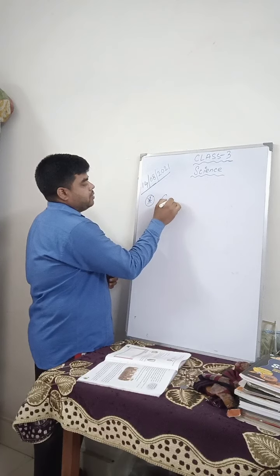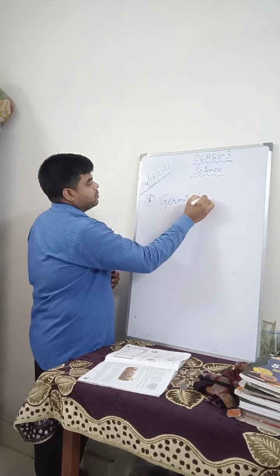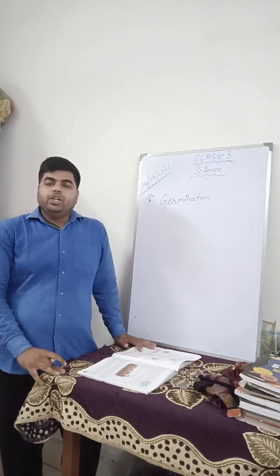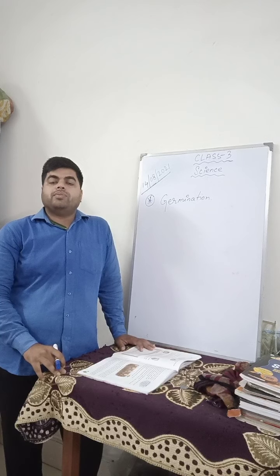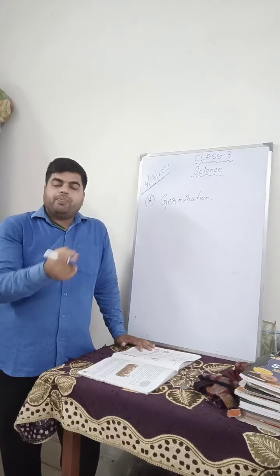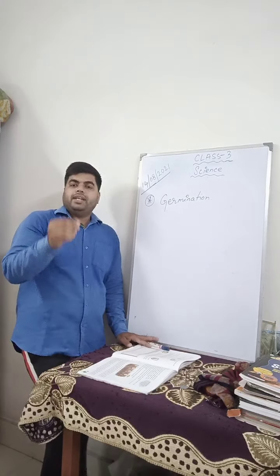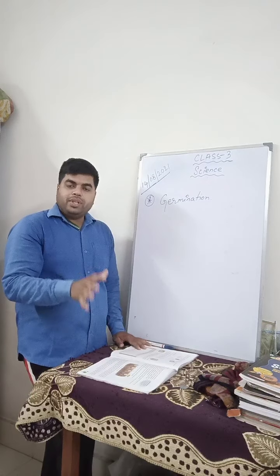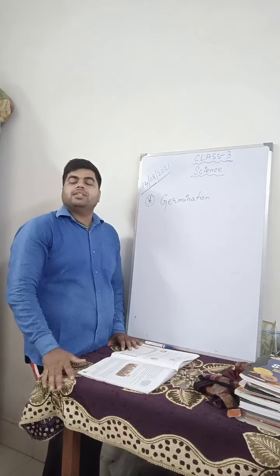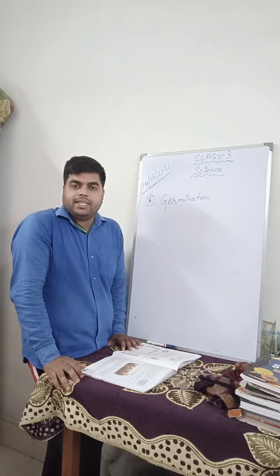What is germination? Germination is a process by which a new plant grows from the seed. The whole process, right from planting the seed into the soil and from there on every process of the seed growing into a new plant, is known as germination.